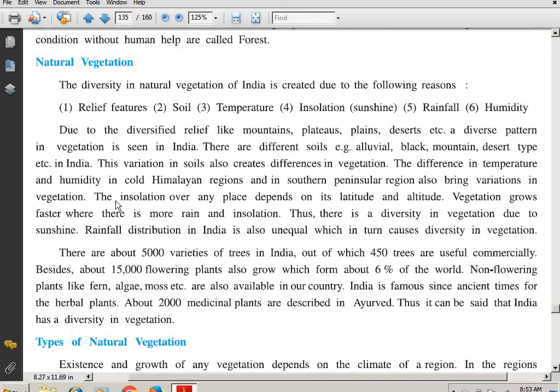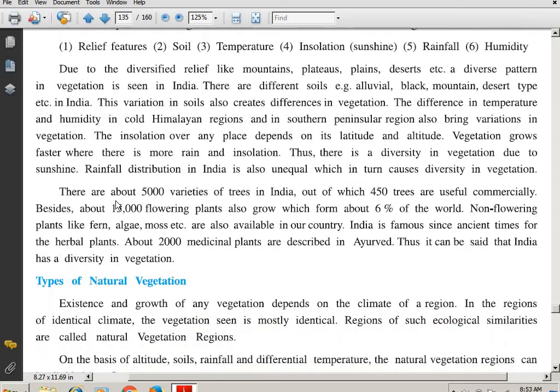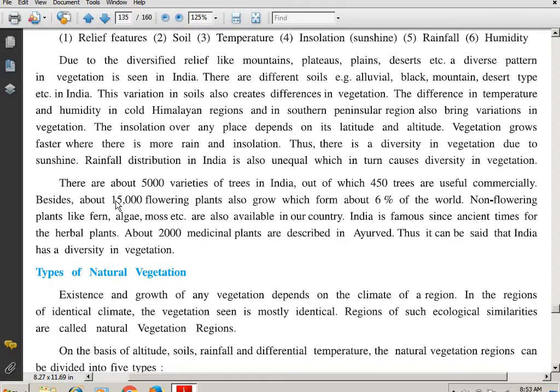Okay, so let's see. Due to diversified relief like mountains, plateaus, plains, deserts, etc., a diverse pattern in vegetation is seen in India. So, due to the diversified relief, now what is that relief feature, students? We have studied relief features even in chapter 13.